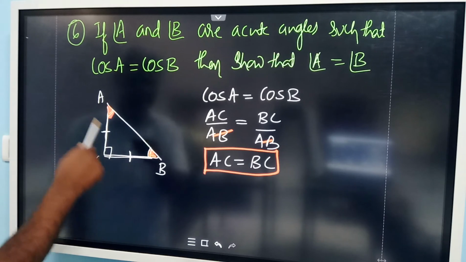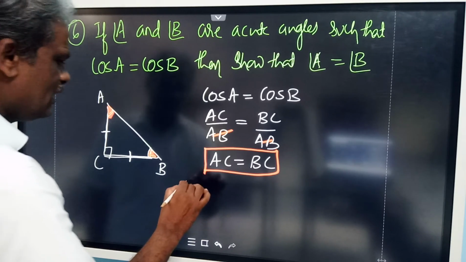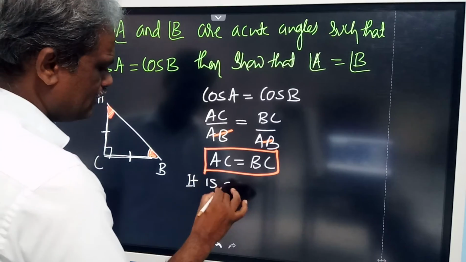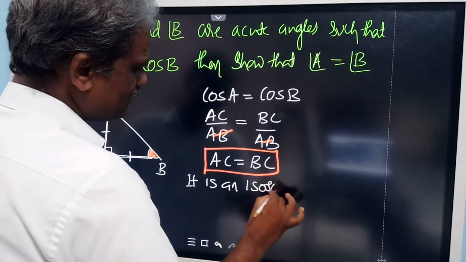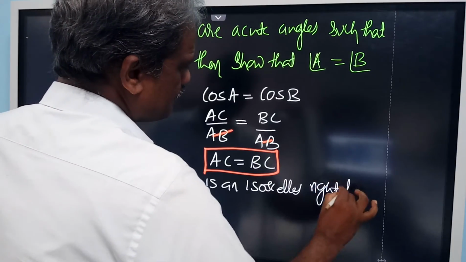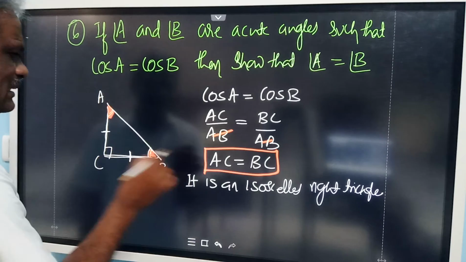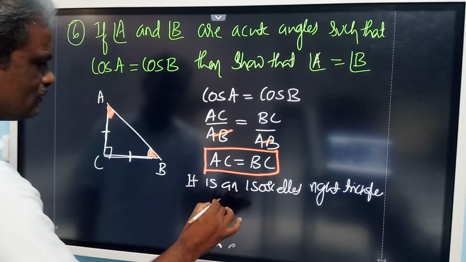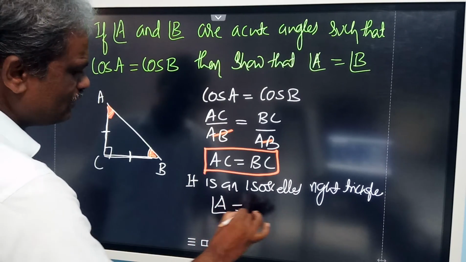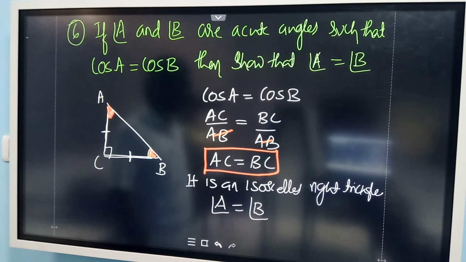Since AC and BC are equal, the angles opposite to these equal sides must be equal. Therefore it is an isosceles right triangle, and the angles opposite to these two sides must be equal. So therefore angle A must be equal to angle B. See, these two angles are the angles of the same triangle.